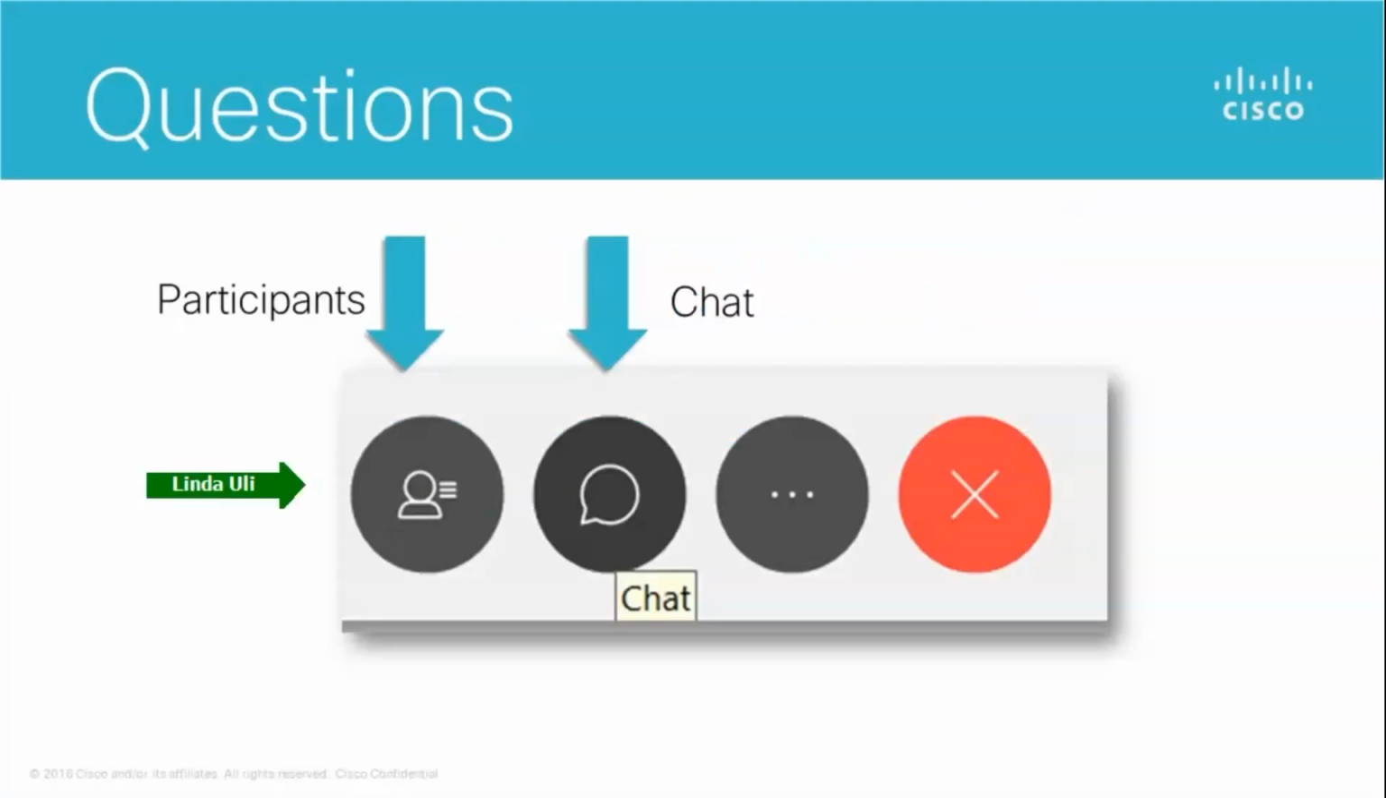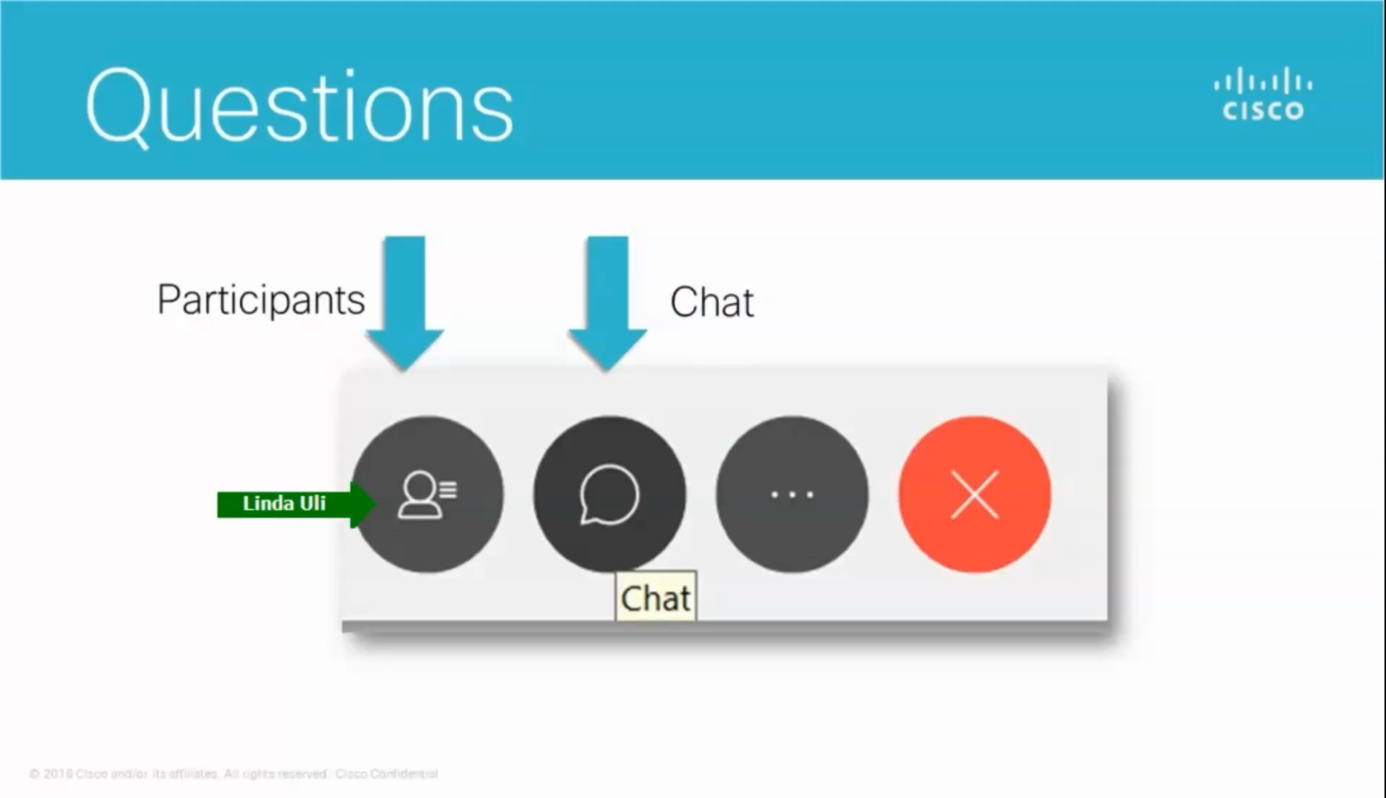Click on two buttons for me. One looks like a head, a person. If you push that button over to your right, you'll see a list of people and your name is on it. So that's the participant list. And I want you to see that today because we'll be doing things with it.